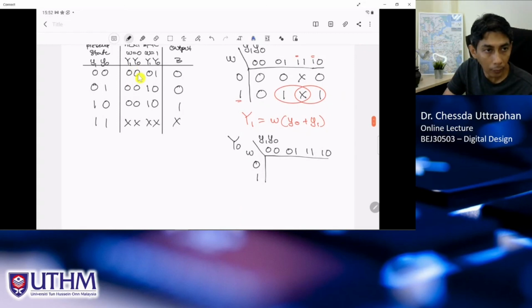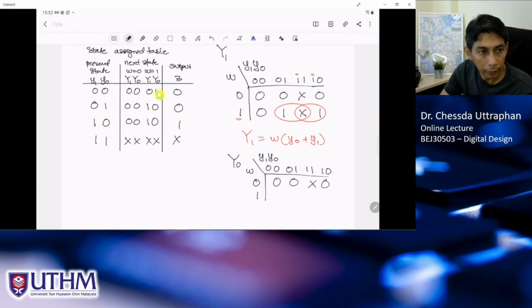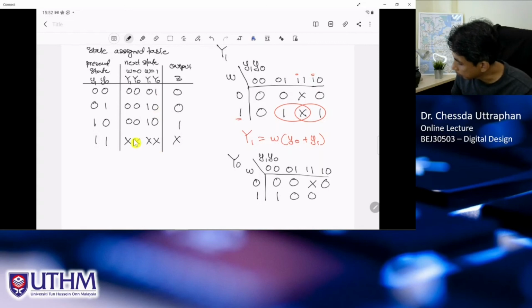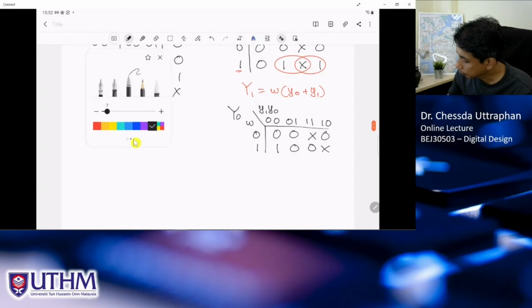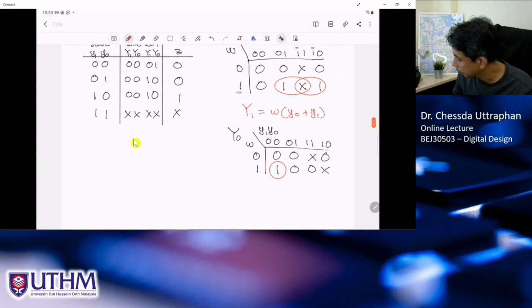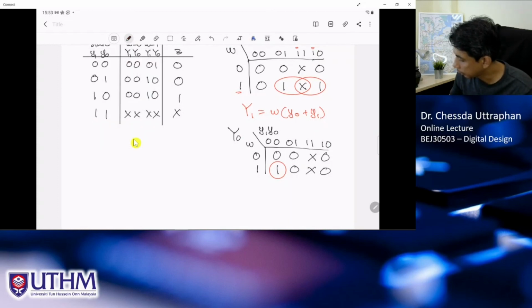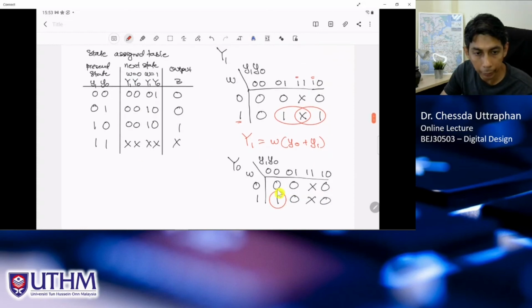And look at this, y0. So 0, 0, when w equals 0, this line. So y0 is 0, 0, 0, don't care. And we have here another y0, which is 1, 0, 0, don't care. And to map this, should be here only. Sorry, this don't care is not here. So 0, 0, 0, don't care. Right? So to map this is only this.